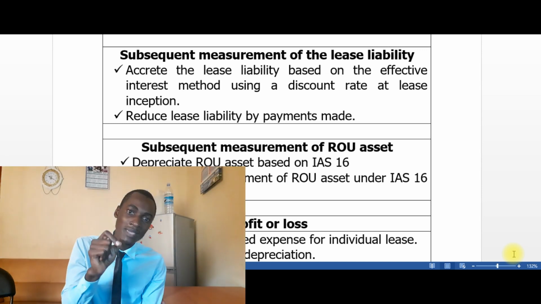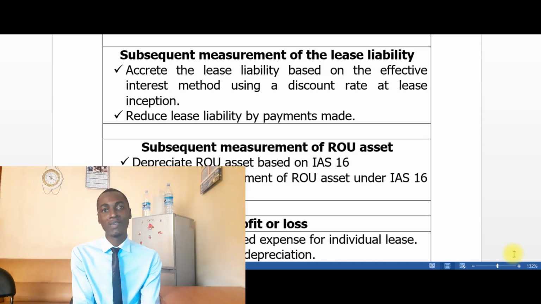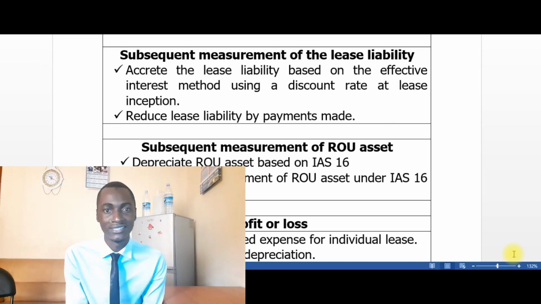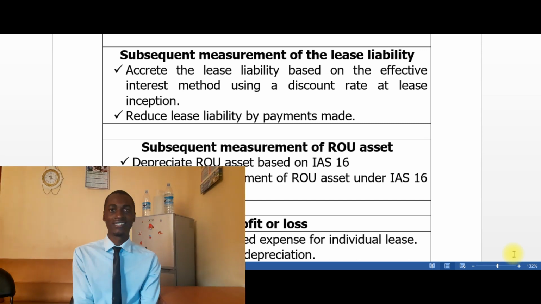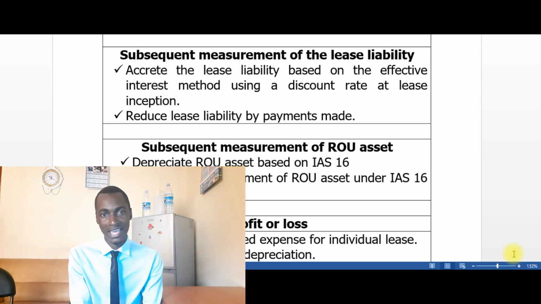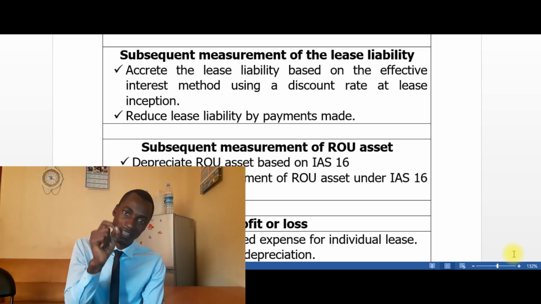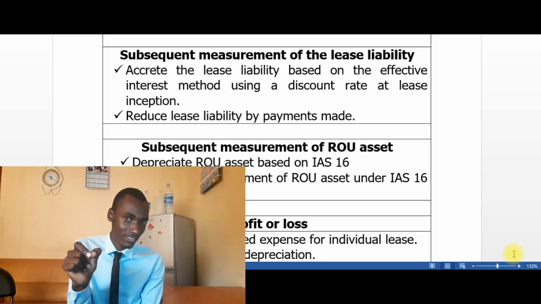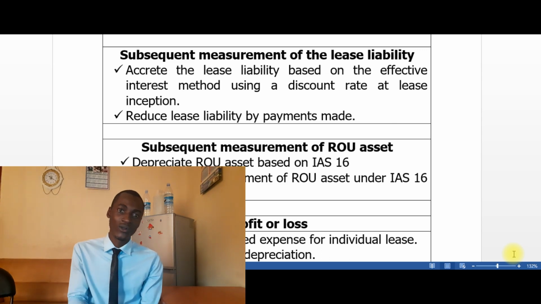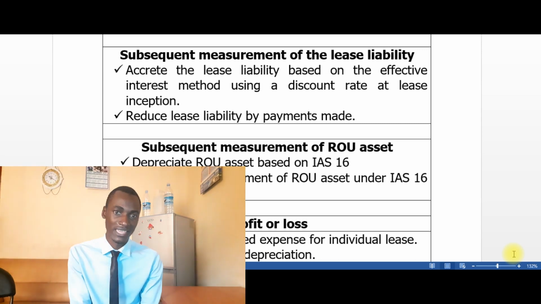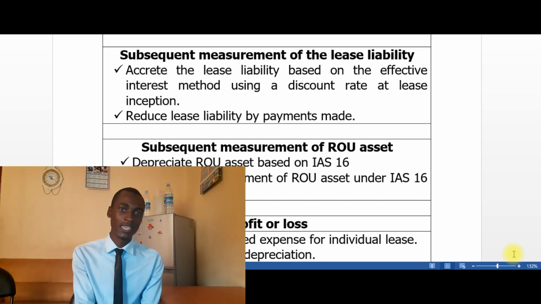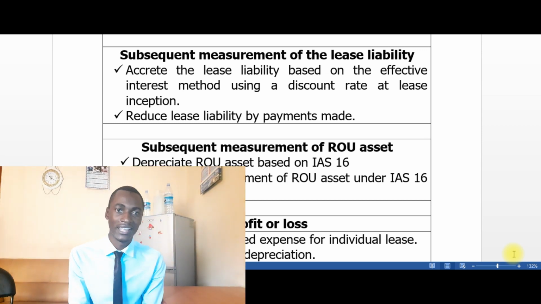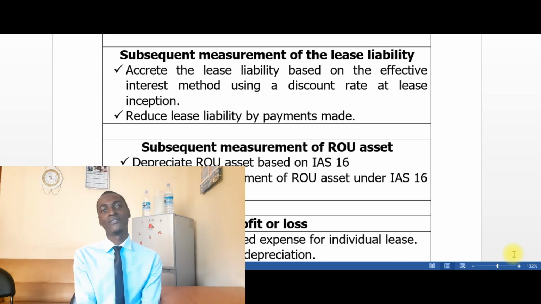Subsequently, the lease liability is also reduced by the lease payments made by the lessee. So we subsequently use the actuarial method when accounting for the lease liability. Under the actuarial method, you increase the liability by the finance cost. You also reduce the liability by the lease payments made by the lessee. So reduce the lease liability by payments made by the lessee. That is subsequent measurement of the lease liability.